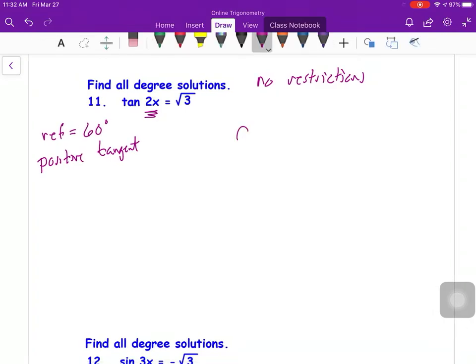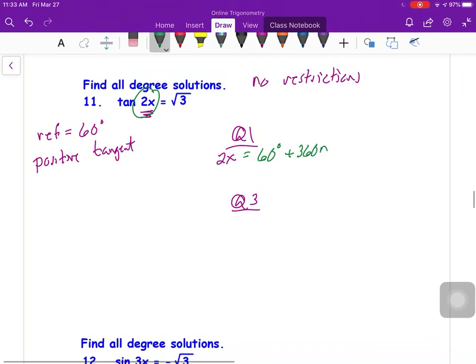Tangent is positive in quadrant 1 and in quadrant 3. Now, in quadrant 1, that's our reference angle. So the 2x that's inside of the trig function will be equal to 60 degrees, but that's only on the first rotation, and we can go any number of rotations. So to indicate the any number of rotations, each rotation is 360, so I add 360 times n. N's the number of rotations. We'll come back and finish that one in just a moment.